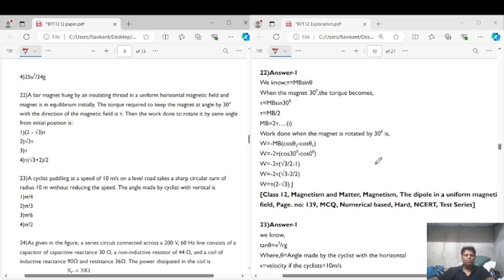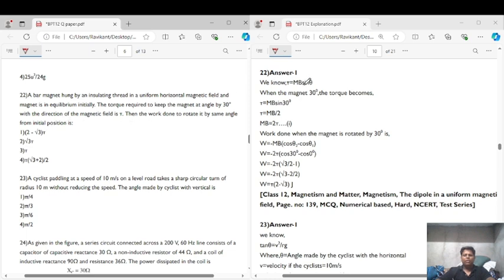Question number 22. A bar magnet hung by an insulating thread in a uniform horizontal magnetic field, and the magnet is in equilibrium initially. Okay, the torque required to keep the magnet at an angle of 30 degree with the direction of the magnetic field is tau. Then the work done to rotate the same angle from the initial position is?